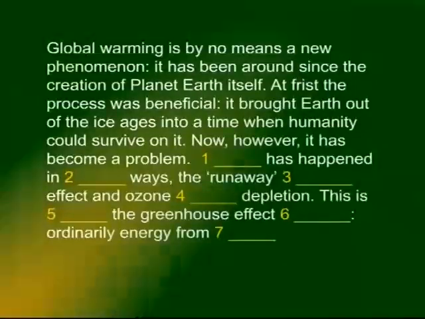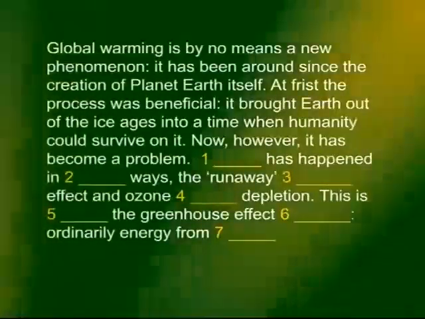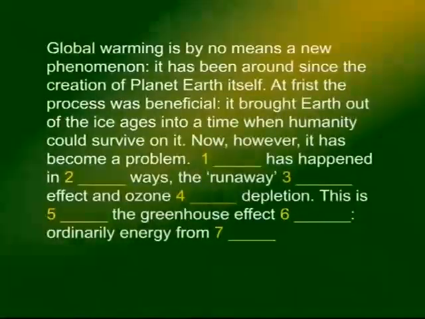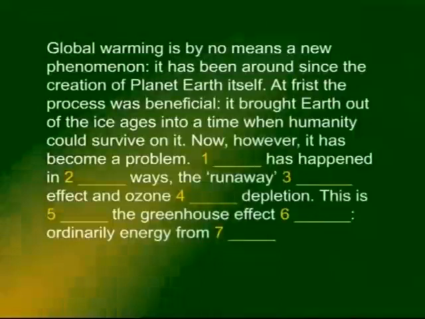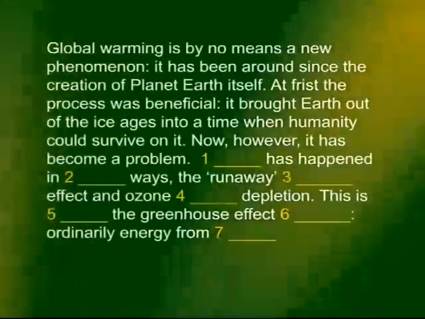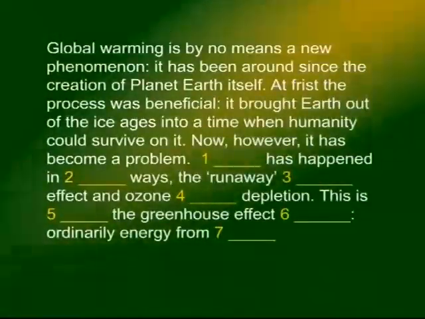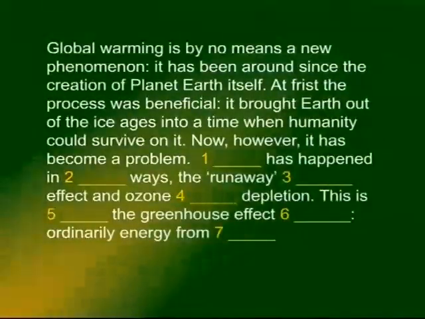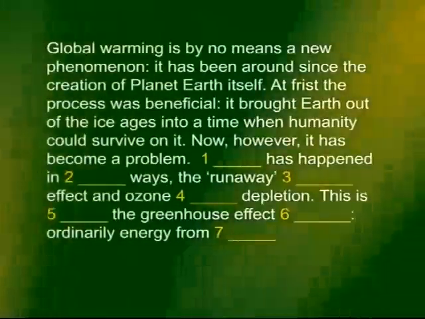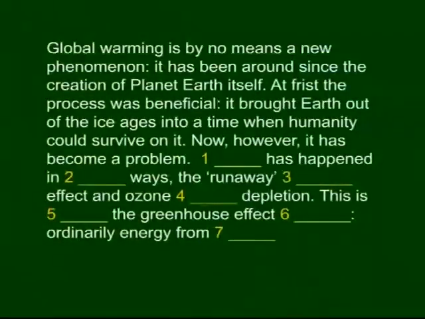If you read ahead, he's mentioned the runaway greenhouse effect and ozone layer depletion. You've all heard about the ozone layer being depleted. So it is two. So gap number one is the word this. Gap number two will be filled with the word two. This has happened in two ways. One is the runaway greenhouse effect, and the other is the ozone layer depletion.